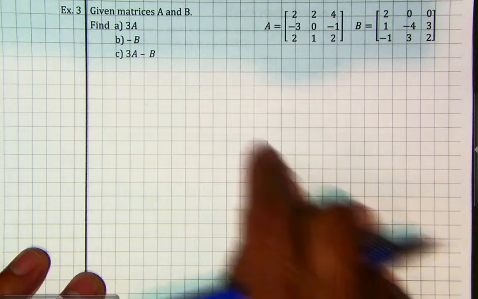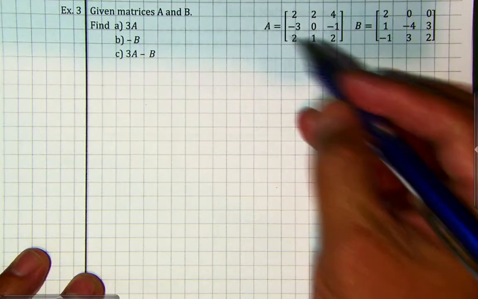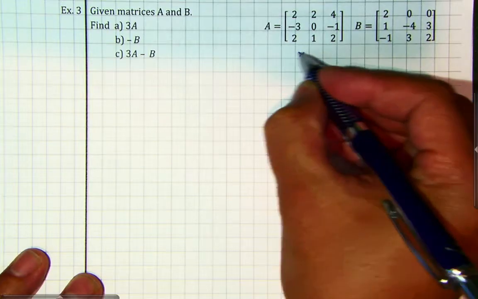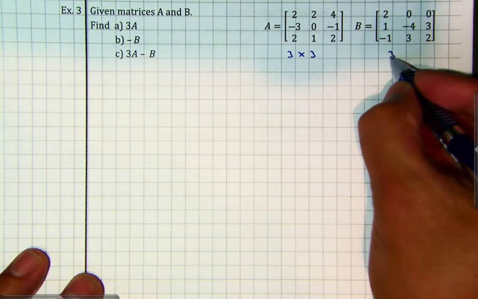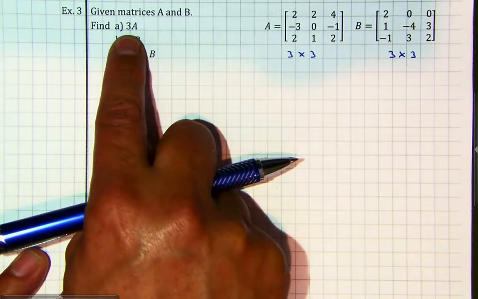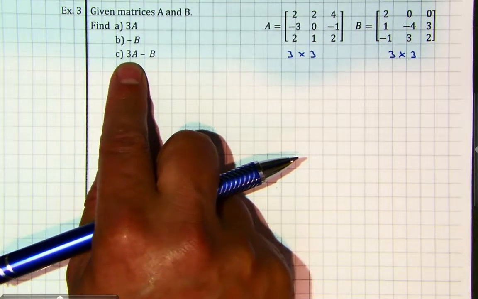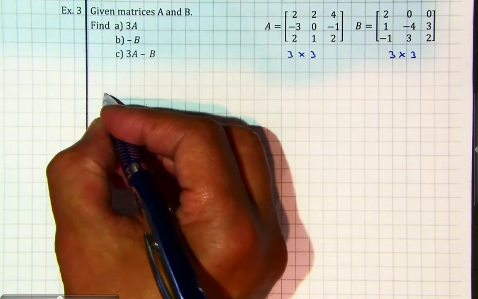So in this case, we are given matrices A and B. And notice that both of them, this is a 3 by 3, and this is also a 3 by 3. So both are 3 by 3s. And we need to be able to find 3A, negative B, and 3A minus B. So let's go and find 3A first.